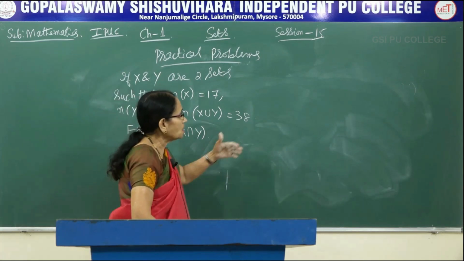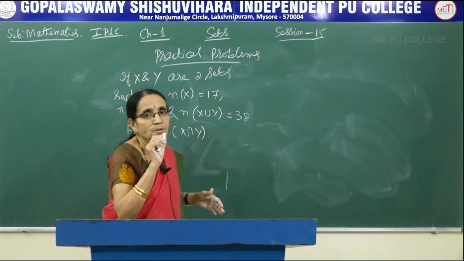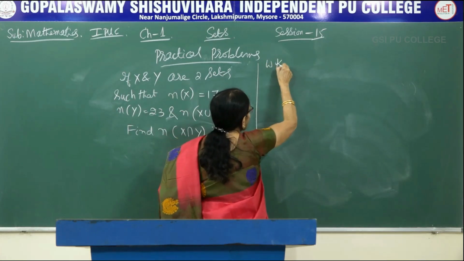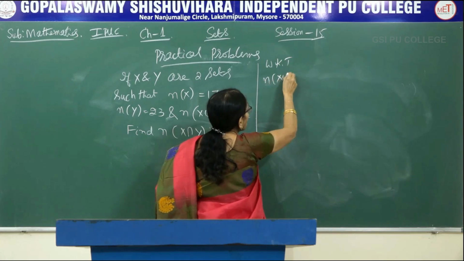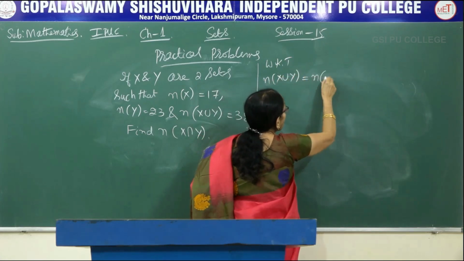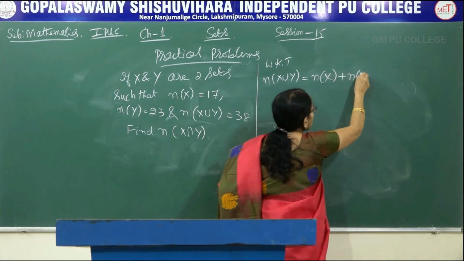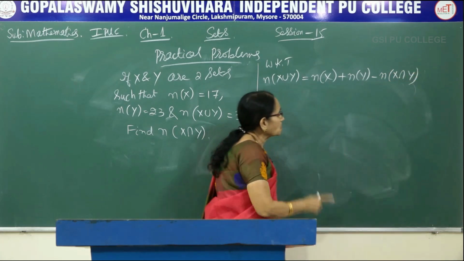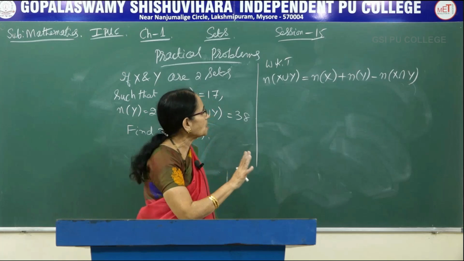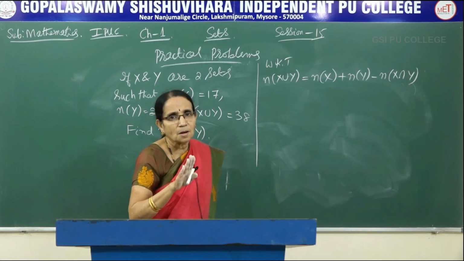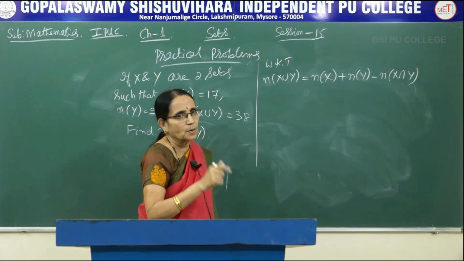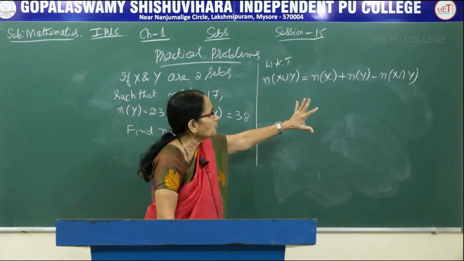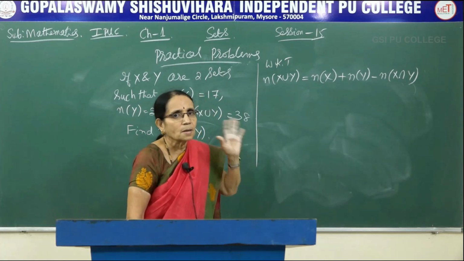In the formula I had given you, the sets were A, B and C. The same thing you can write here also. We know that n of x union y equals n of x plus n of y minus n of x intersection y. Look at this one. There are 4 terms in the formula. Any 3 are given, you can calculate the 4th one. Out of the 4, 3 would be given, you have to calculate the remaining.